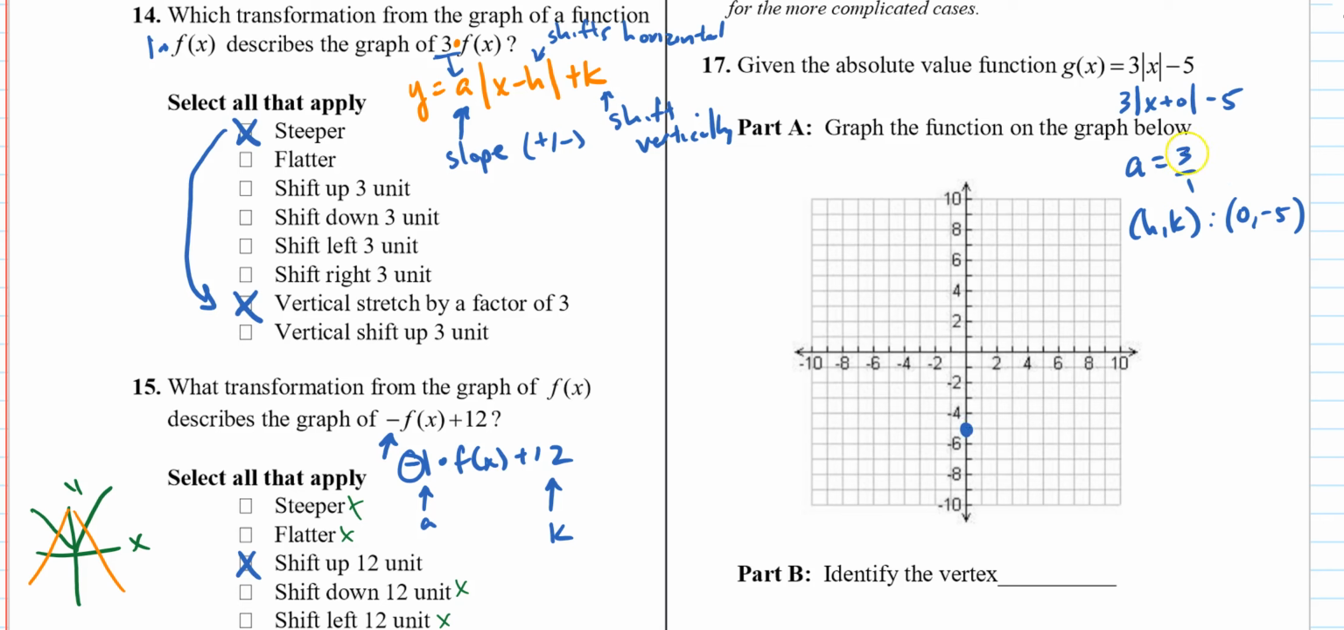And then my slope with A, we always do the positive side is the right side. Up 3 over 1, up 3 over 1, and then we go back to the vertex and go up 3 left 1, up 3 left 1, and we get a graph, an absolute value graph. That looks like that. And then we need to identify the vertex. Well, we already did. The vertex is at 0, negative 5.